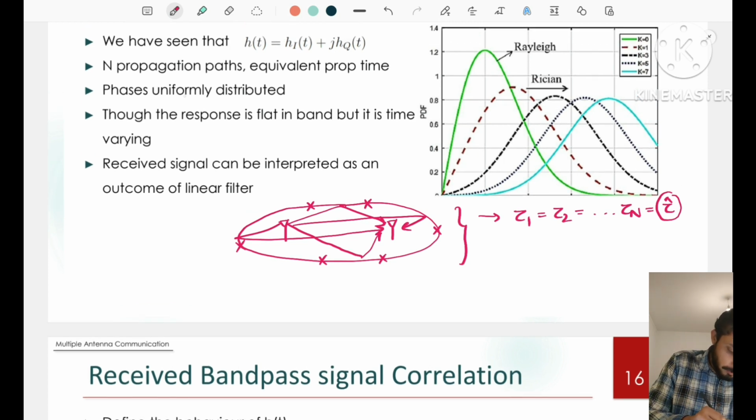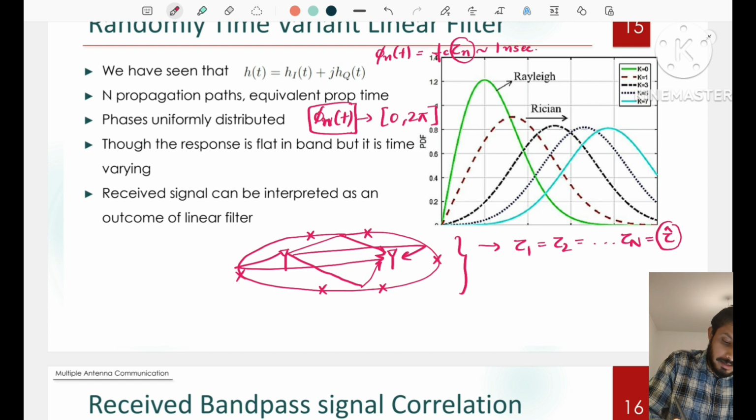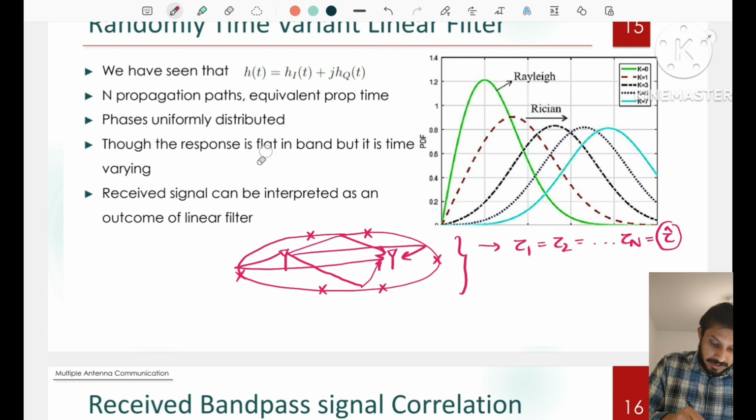And the second assumption was that phi, the phase, is uniformly distributed in 0 to 2 pi. And we also said that even though the tau n's are separable, phi n's are not separable, because phi n was a function of fc times tau n, and even a small change in tau n of the order of 1 nanosecond gives a phase rotation of 2 pi. So this is when we have flat fading.